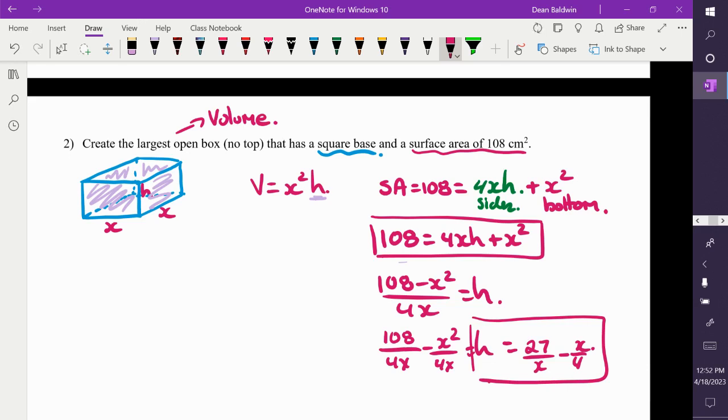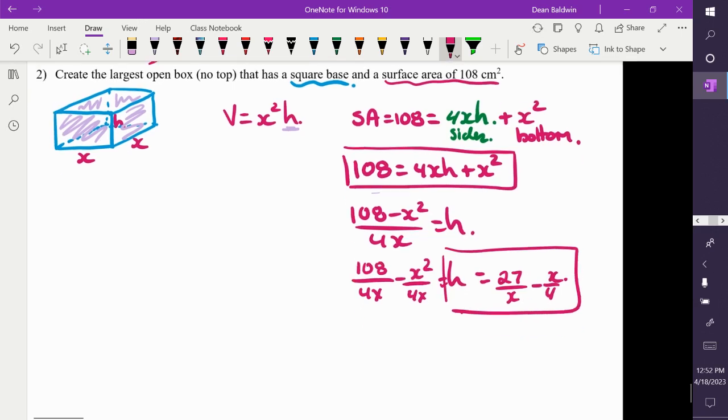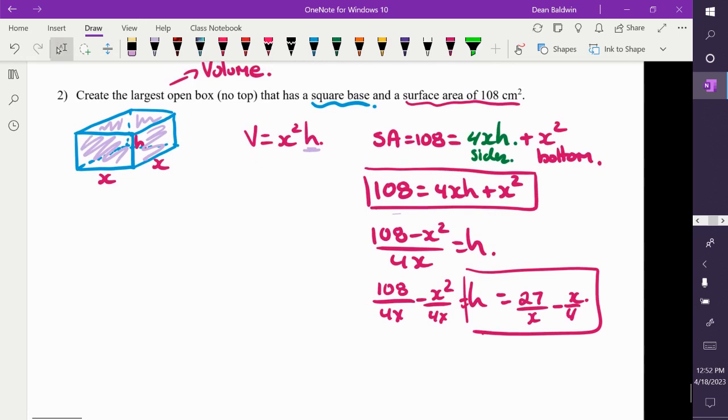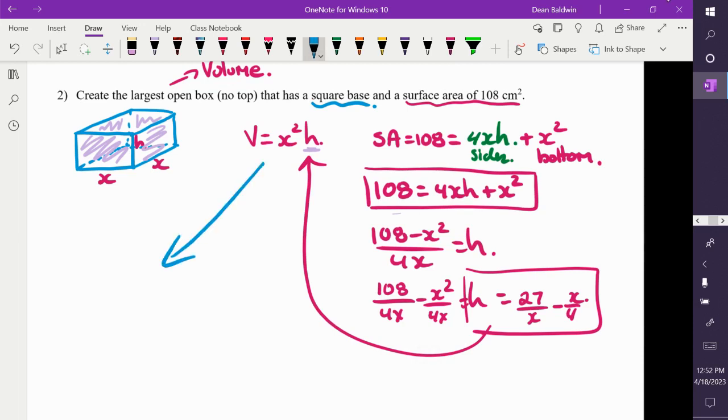Does that make sense? How do we get rid of all the extras? Oh, it's 108 divided by 4 is 27. The x is still there. X squared over x is just x. Oh, okay. That goes into that. So we get v is equal to x squared times 27 over x minus x over 4.